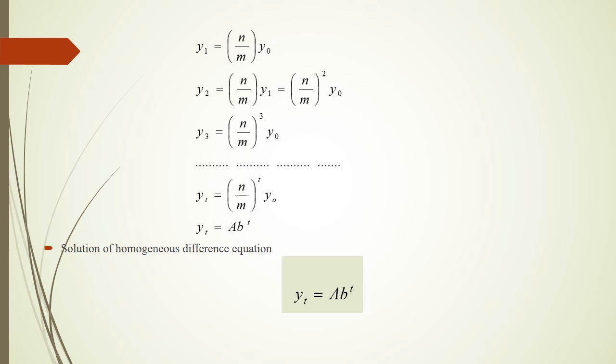So this is the solution for a homogeneous difference equation. You have to remember it, or otherwise you have to derive it every time. So this is the formula you can memorize. If the homogeneous equation is as given, the solution will be yt equal to A b to the power t. Yt is the time path and there are no differences present on the right hand side. So this is the solution, and A is any value, or it is y naught. B is the constant with the equation.